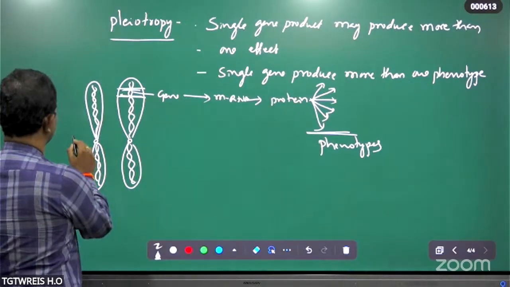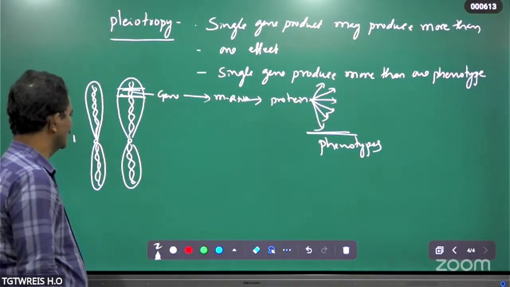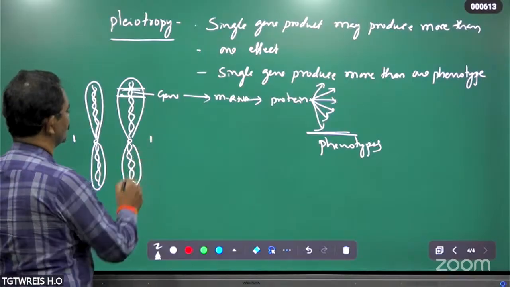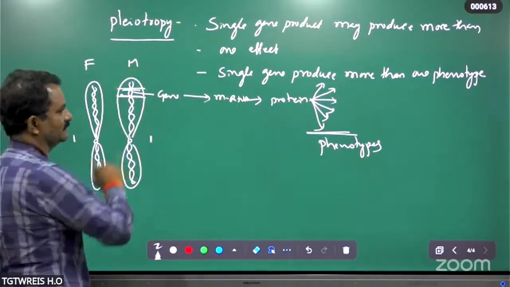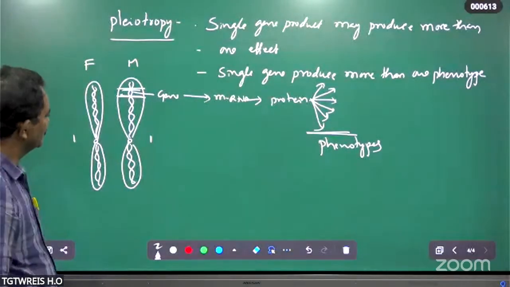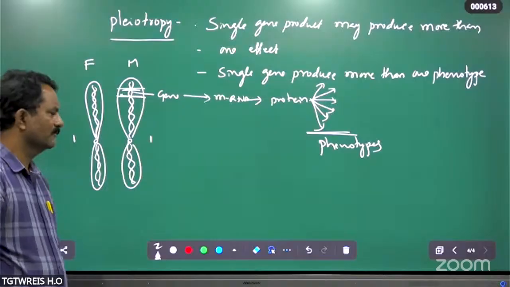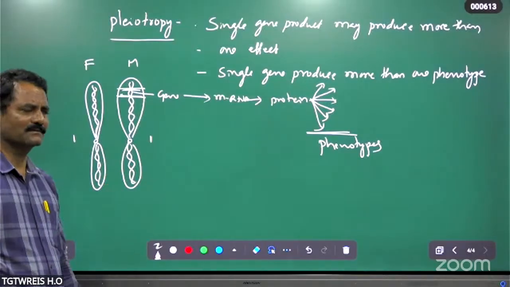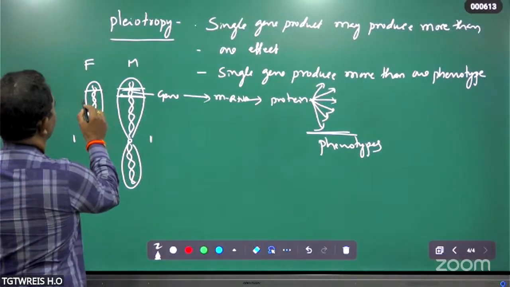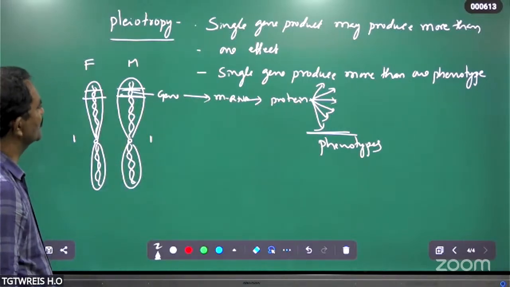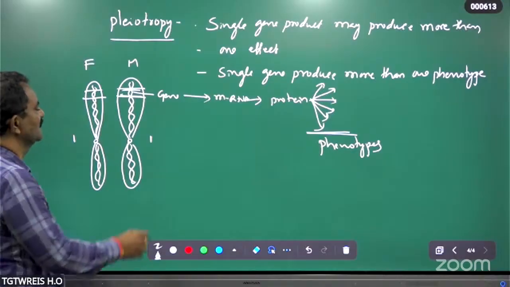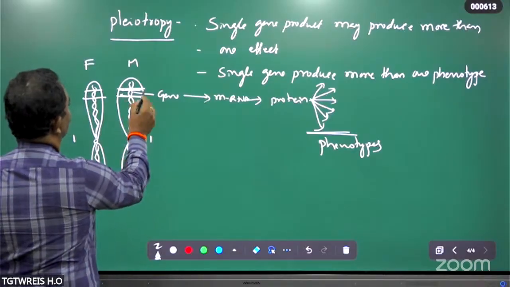This is one chromosome, for example, number one chromosome. We get one from our father and one from our mother. So we get two chromosomes, one from each parent. This is also the same gene, but in different forms. Those are called alleles. Each gene has two forms.